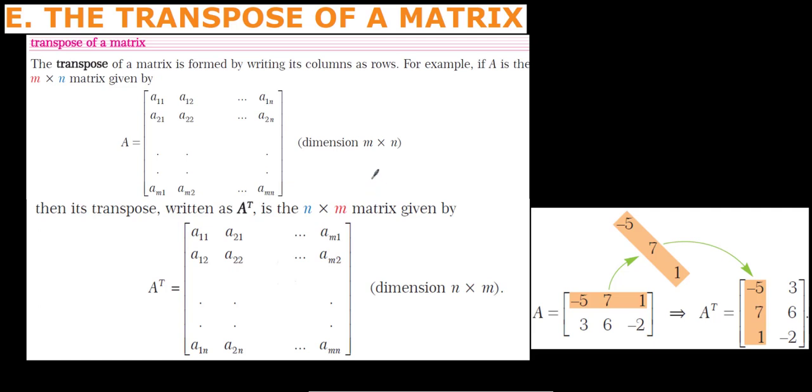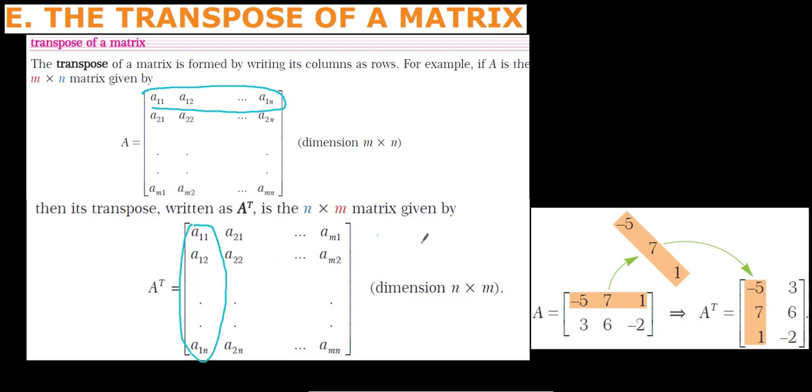Hi dear students, in this video we are going to study the transpose of a matrix. The transpose of a matrix, as you see in the definition, is formed by writing its columns as rows. So we are going to write the rows as columns. An m times n matrix becomes an n times m matrix in the transpose, and all the rows are written as columns.